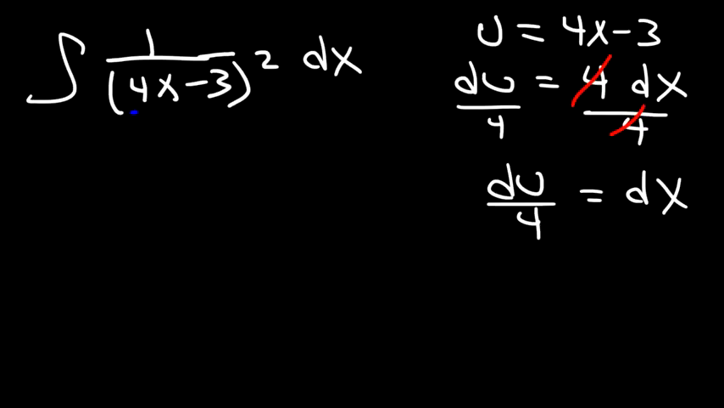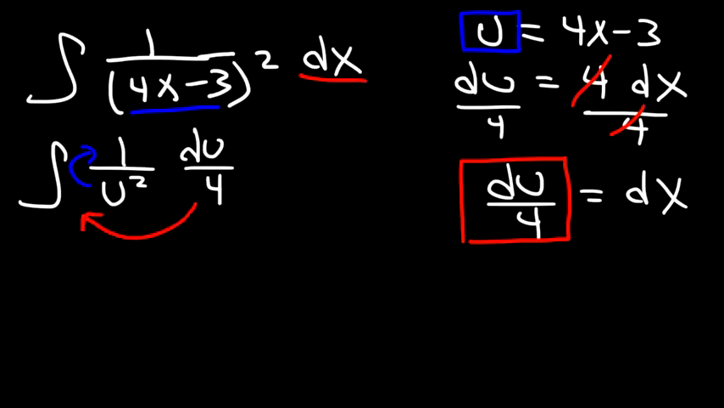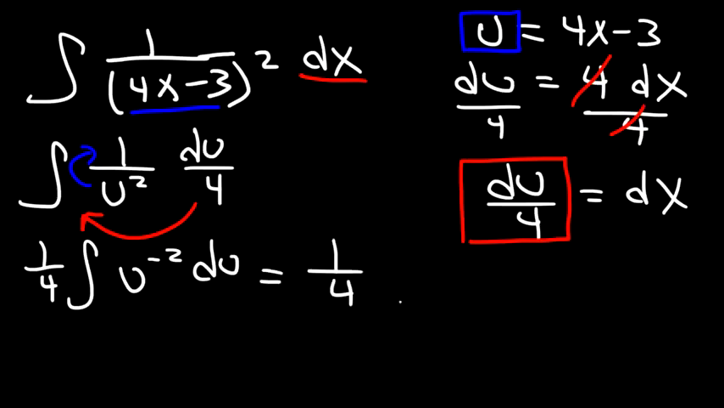So we're going to replace this expression with the u variable, and we're going to replace dx with du divided by 4. So this is going to be the integral of 1 over u squared times du over 4. Now let's take the 4, move it to the front, and let's take the u variable, move it to the top. So this becomes 1 over 4 integral u to the negative 2 du. Now let's use the power rule. So let's add 1 to the exponent. So negative 2 plus 1, that's going to be negative 1, and then we need to divide by negative 2 plus 1, or negative 1.